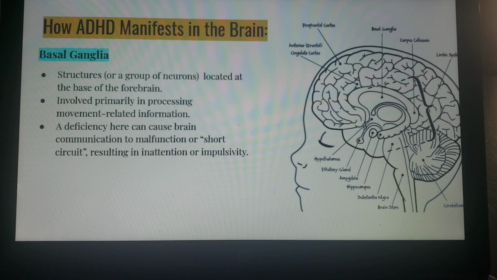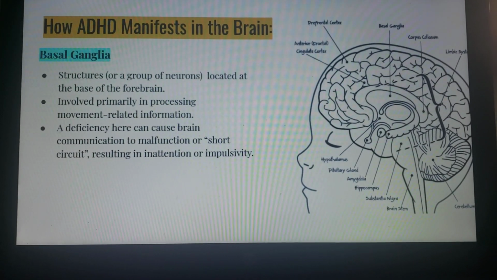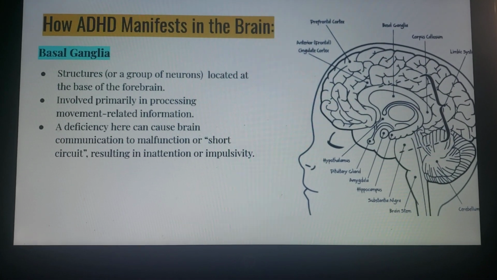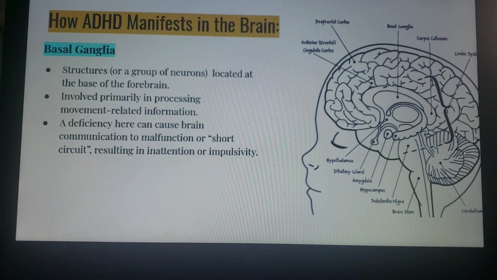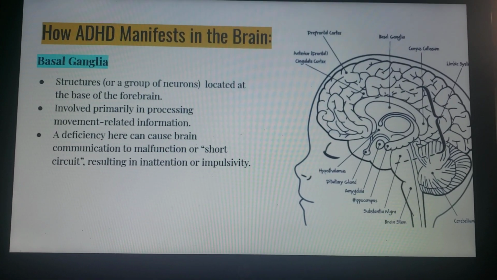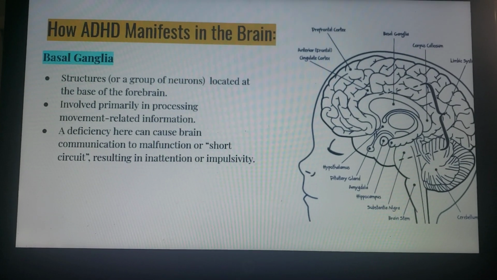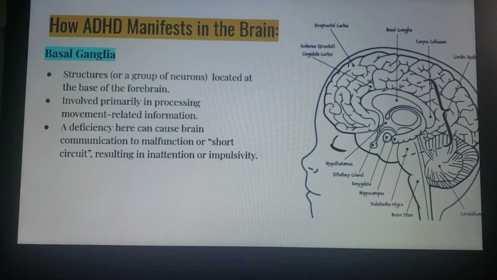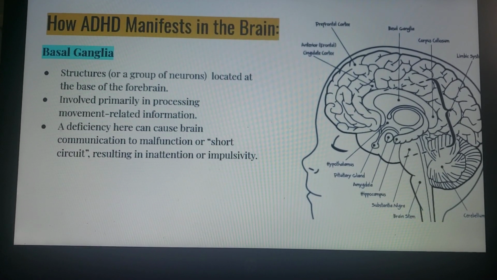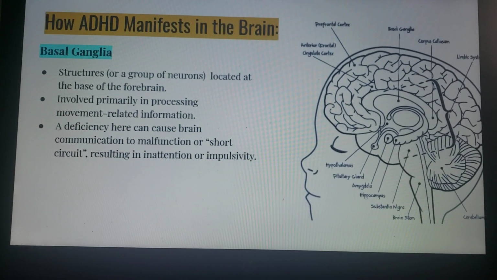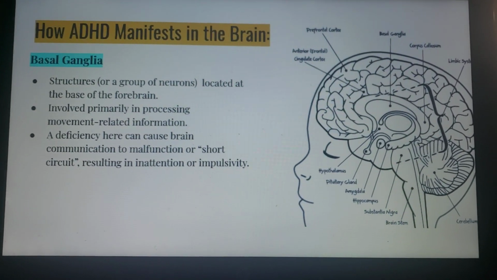The basal ganglia, it's not specifically one thing. It's a group of neurons located at the base of the forebrain, and it is involved primarily in processing movement related information. A deficiency here can cause brain communication to malfunction or short circuit, and that can result in inattention or impulsivity.